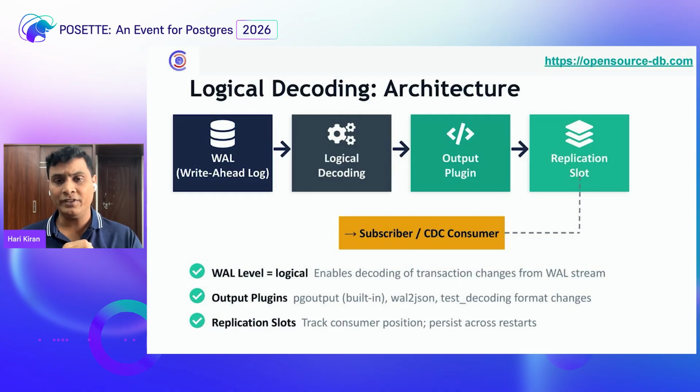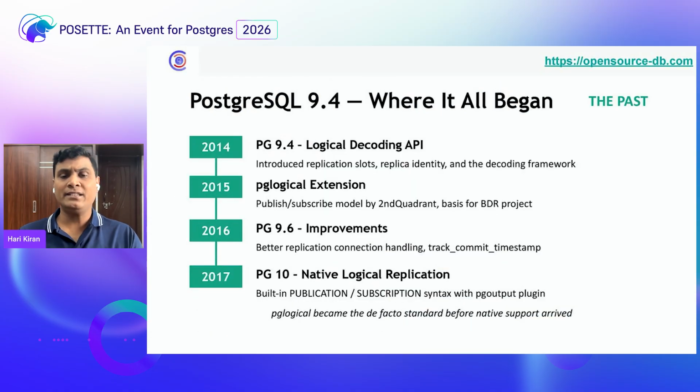At the end of this pipeline sits the subscriber, the target logical subscriber. That could be another Postgres instance, or it could be an external CDC consumer like Debezium feeding into Kafka, which has been a really important use case in the CDC pipeline ecosystem that we learned. Now let's look at the past.